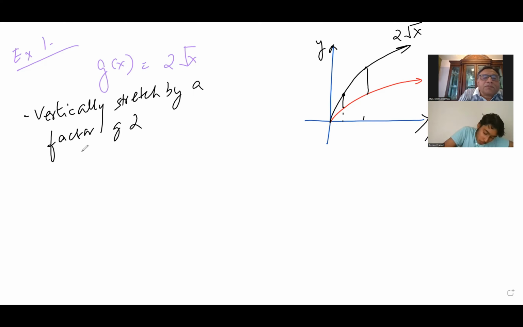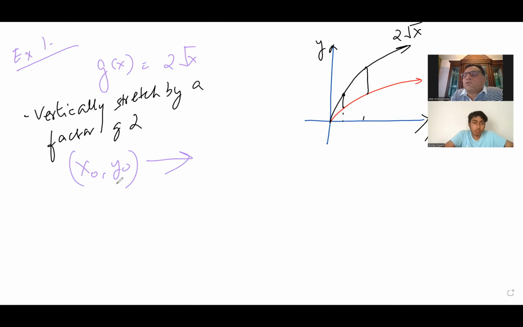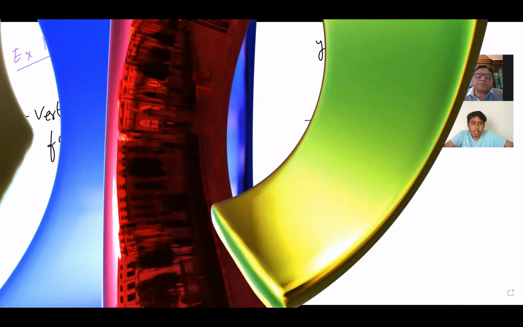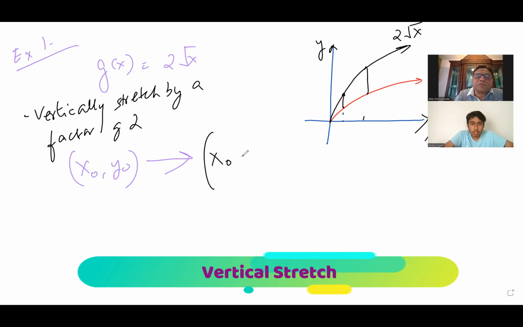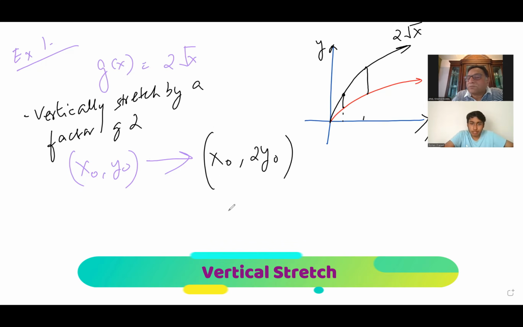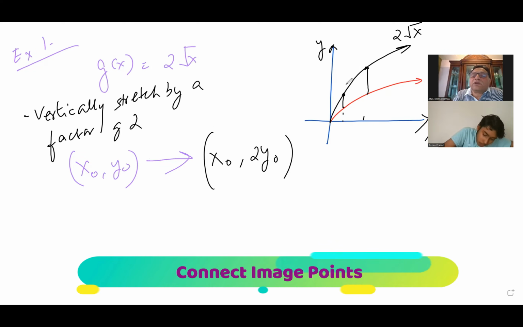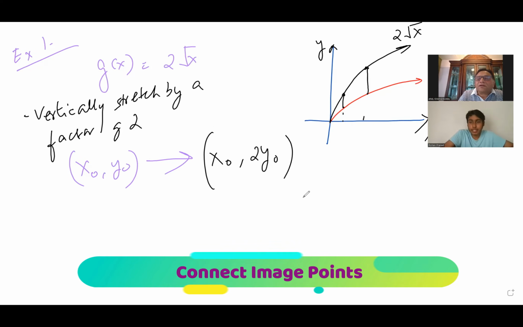Now here, if the original values are x0 and y0, can you tell me what the transformed values will be on the graph of g of x? Would it still be x0, y0, sir? 2 times y0. So every y value has been stretched by a factor of 2, but only x is the same.